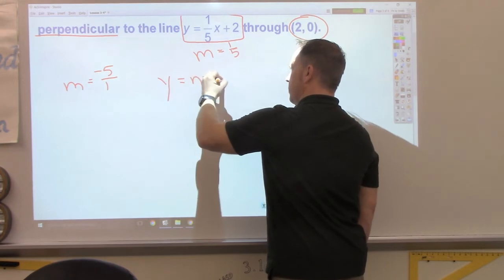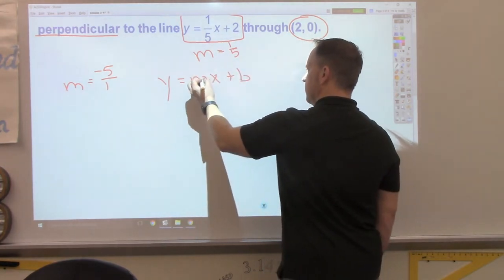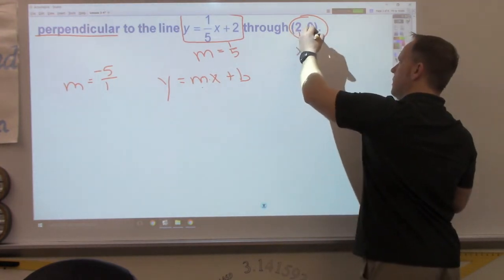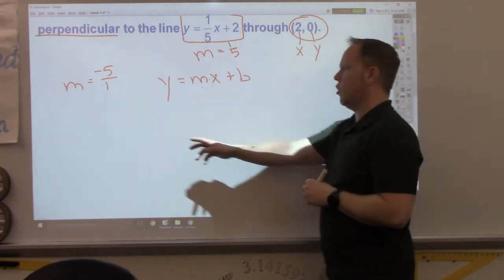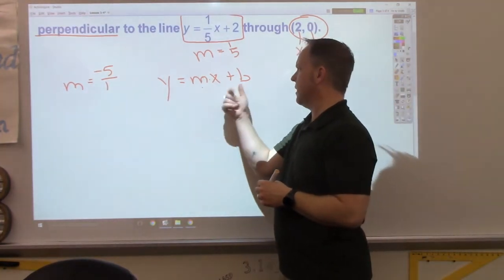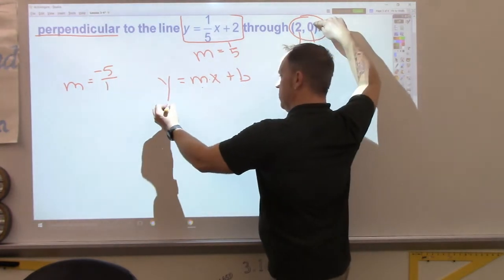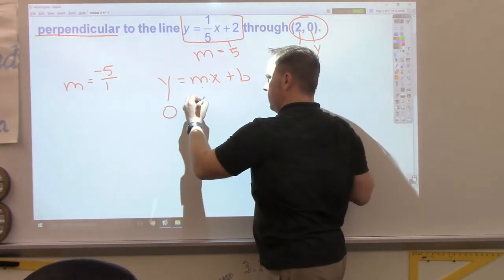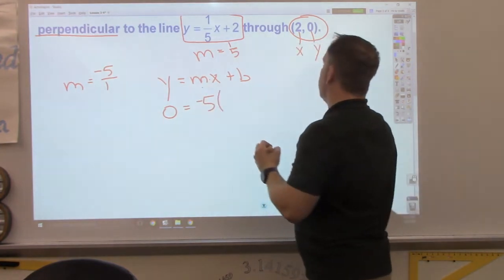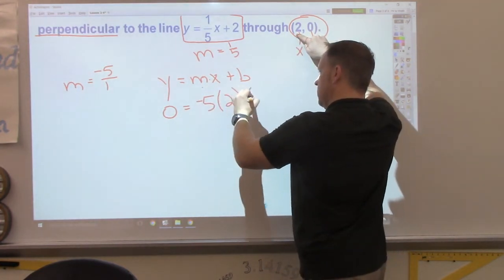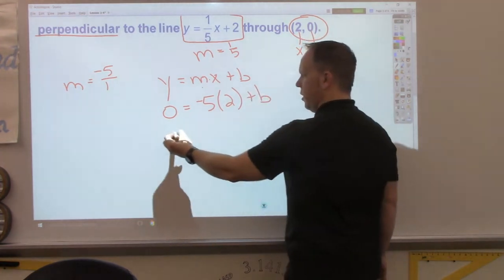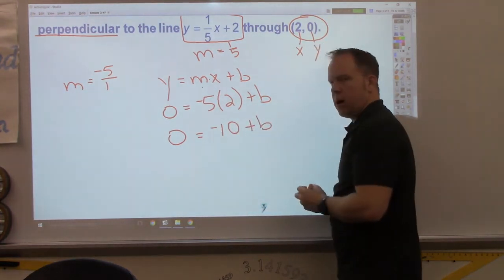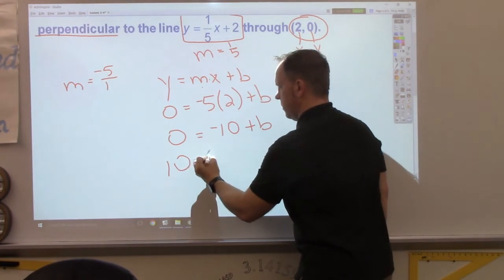Again, I love using this formula because it does everything I need right now. If I'm going through this point, here's my x, here's my y. I know my m. So I know y, I know m, I know x, I can solve for b. So I have 0 equals negative 5 times 2 plus b. Solve for b. 0 equals negative 10 plus b. So my y-intercept in this case is 10.